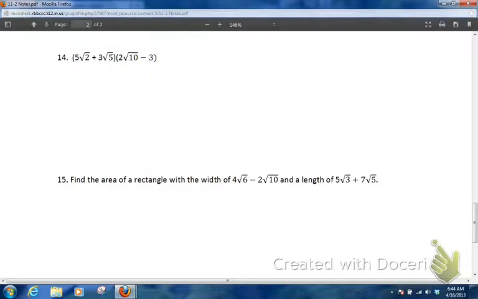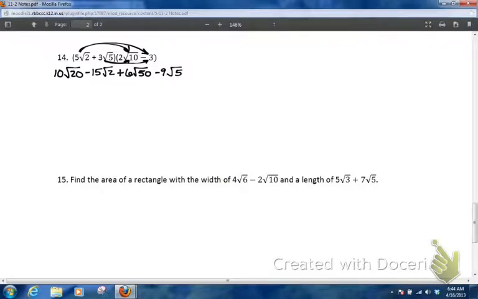So here we go with number 14, again just more foiling. 5 root 2 times 2 root 10, 10 root 20. 5 root 2 times negative 3, negative 15 root 2. 3 root 5 times 2 root 10, 6 root 50, and 3 root 5 times negative 3 is negative 9 root 5.